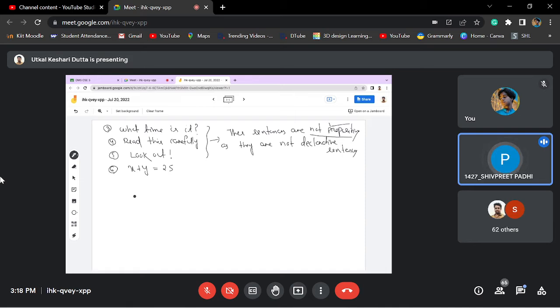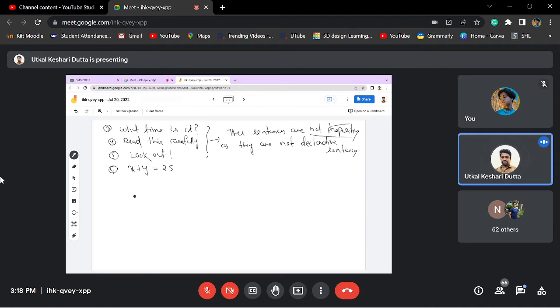Sir, it is not a proposition, because it can be true or false. It can be true, it can be false, but at a time you cannot say x plus y equals 25 is true. No, it is not true. Is it false? No, it is not false. That means it is neither true nor false. It depends upon the values of x and y. In general, x plus y equals 25 is not a proposition.